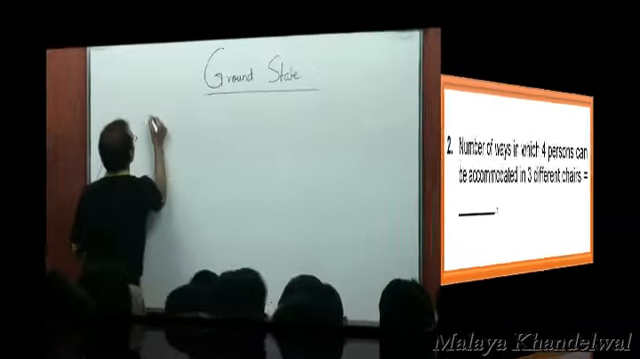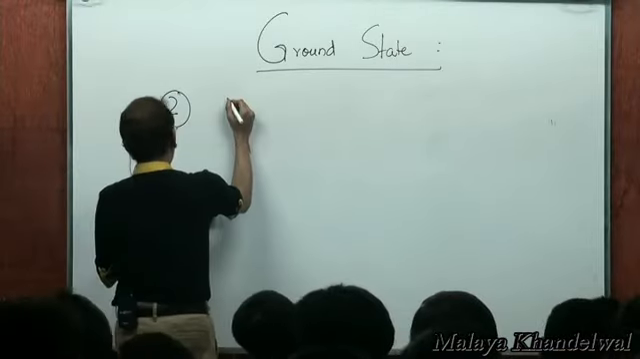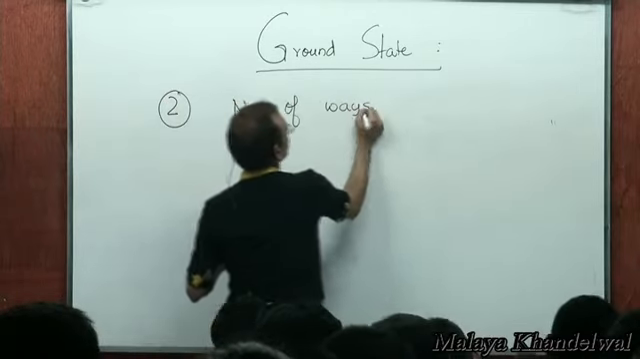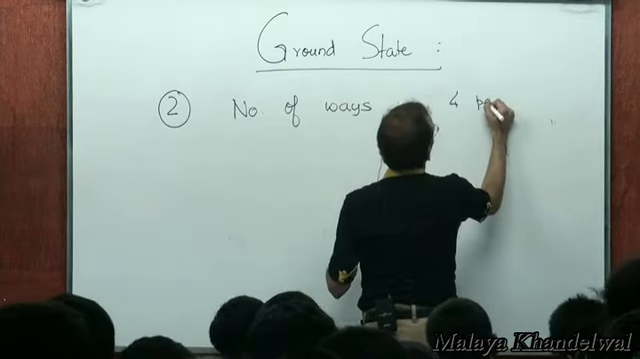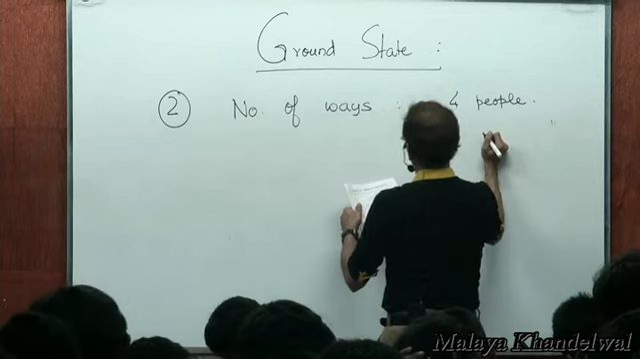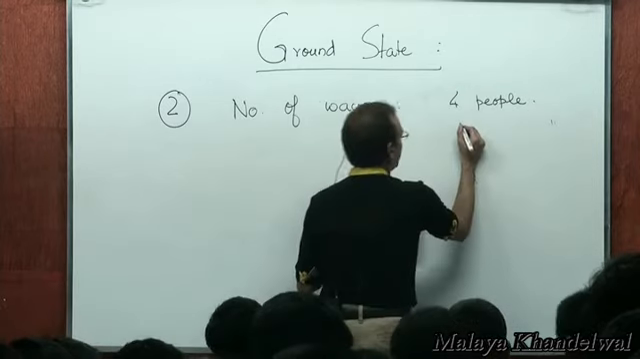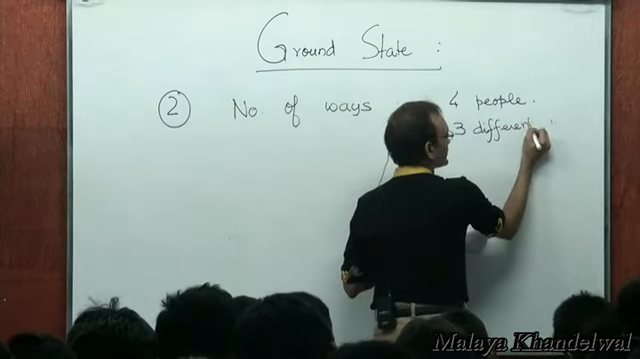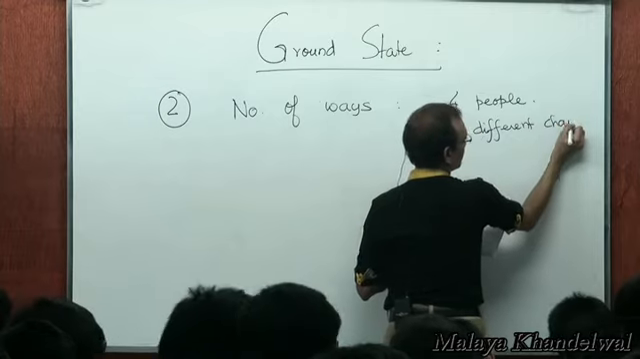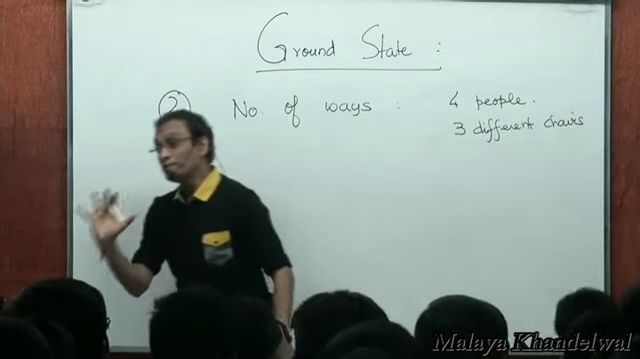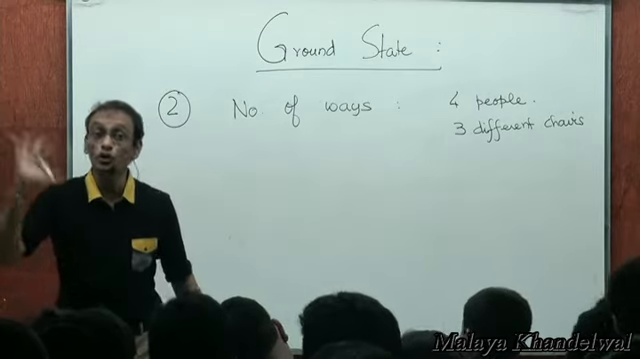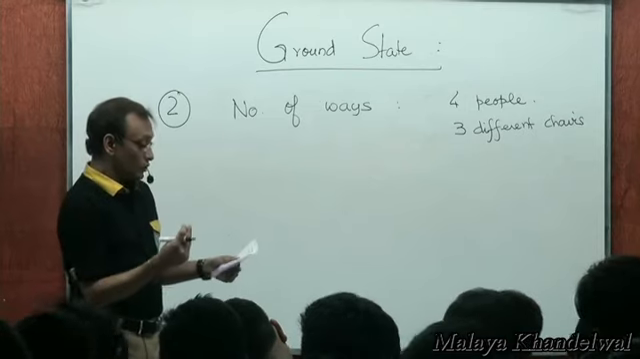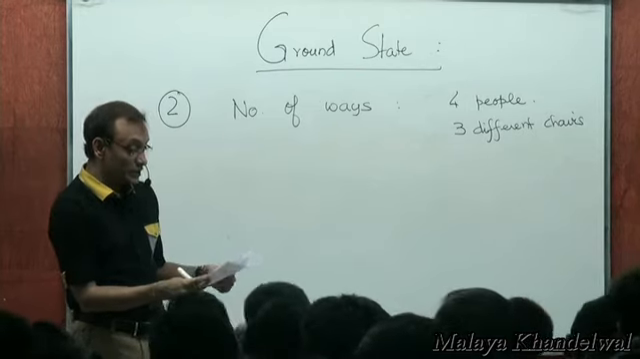Now, the number of ways in which four people could be accommodated in 3 different chairs. We'll assume that, right? There are 4 people and 3 chairs. We want to find the number of ways in which the 4 people could be accommodated in 3 chairs.